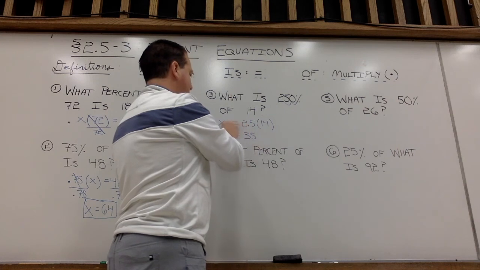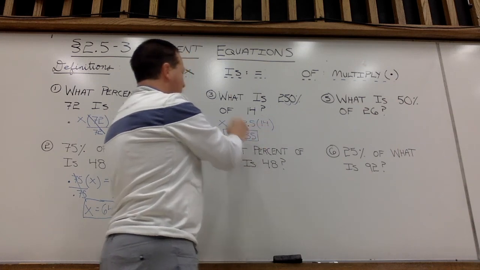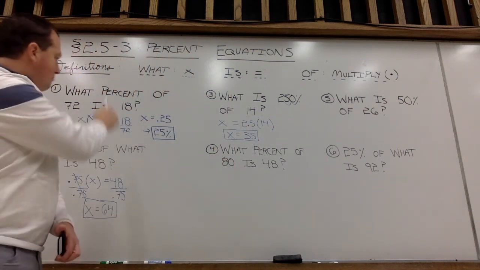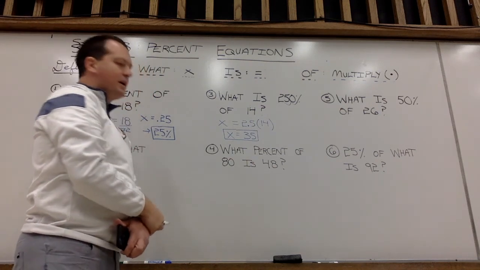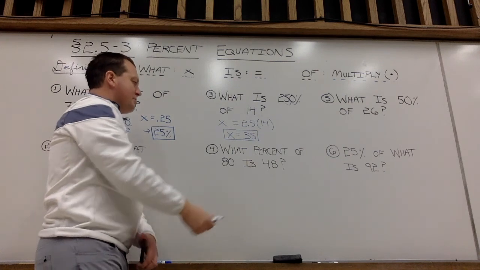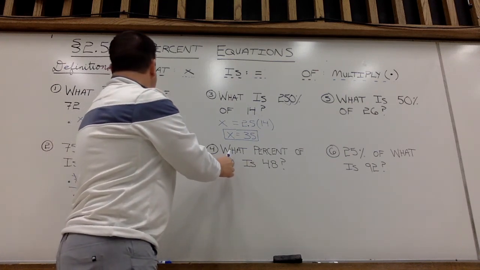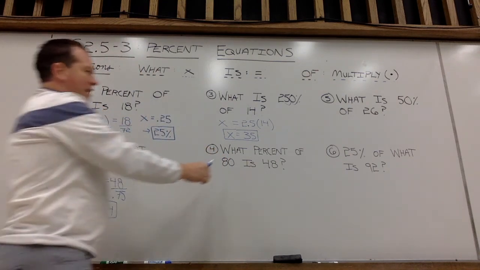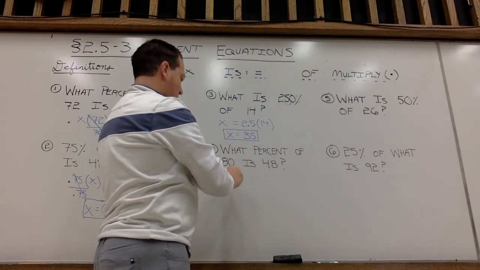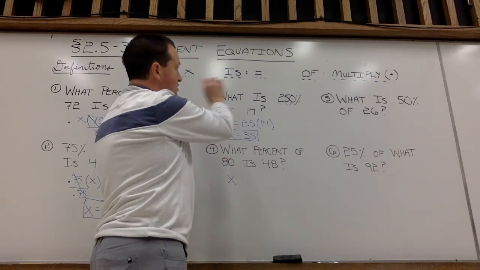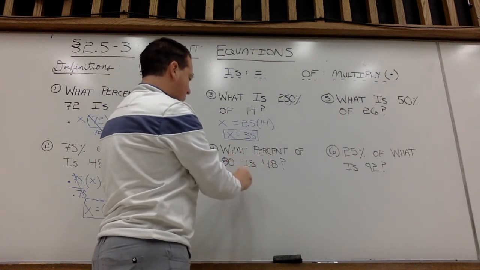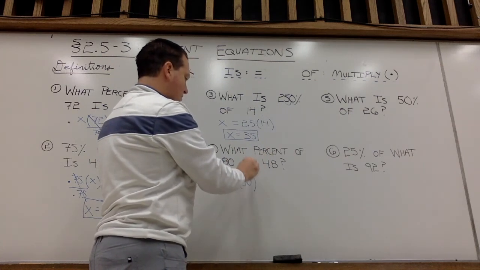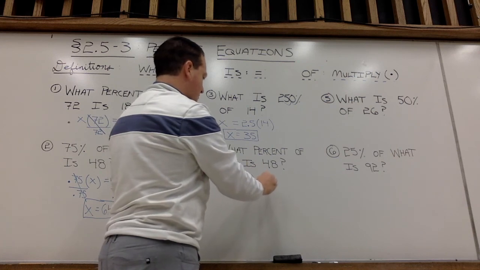So those are the 3 types that you will see today. We'll take a look at one more of each type, and then a couple of word problem applications. 4 is similar to question 1, where we have what percent. So what, X, percent is not on our list of 3, of times 80, is equals 48.